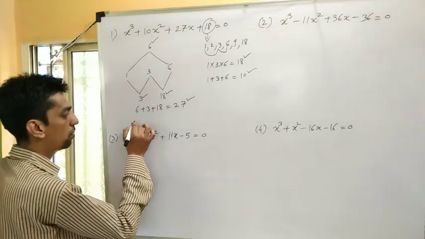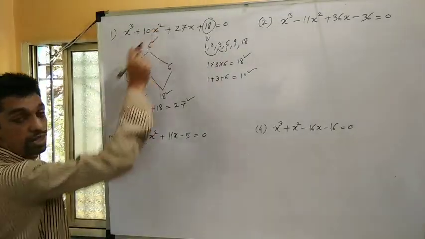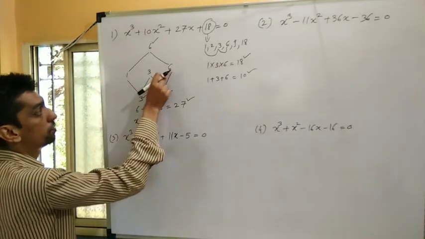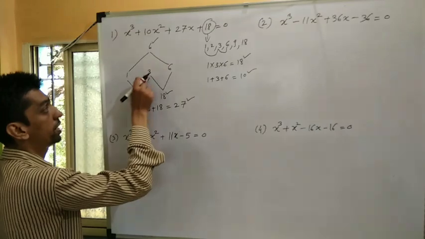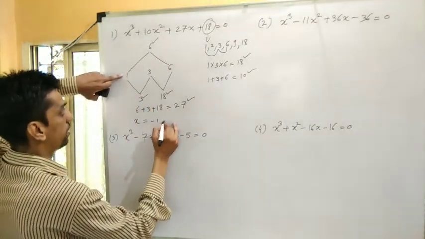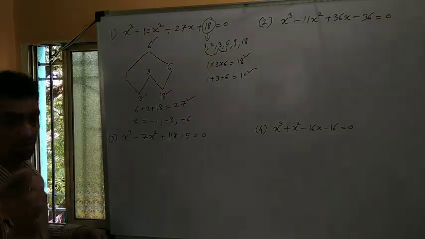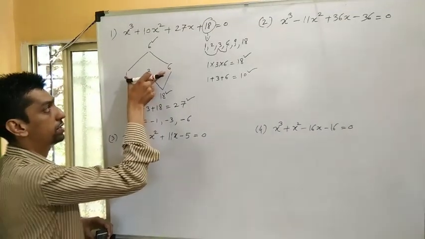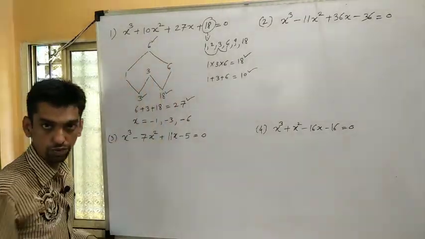Finally, the values of x, that are the roots of this equation, are the opposite sign of these 3 numbers. So the opposite sign of these 3 numbers is minus 1, minus 3 and minus 6. We just have to take the opposite sign of these 3 numbers. That will be the roots of the given equation.